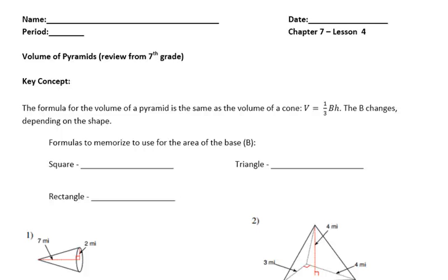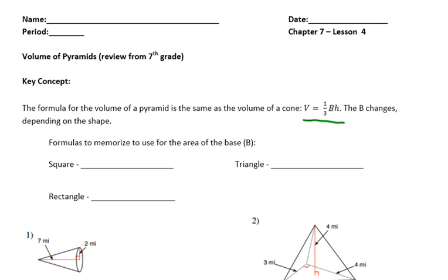Right, ladies and gentlemen, so today we're going to work on reviewing from 7th grade volume of pyramids. It's very similar to what we did with volume of cones. The formula for the volume of the pyramid is the same as a cone: V equals 1/3 big B H. We've been talking about that big B.